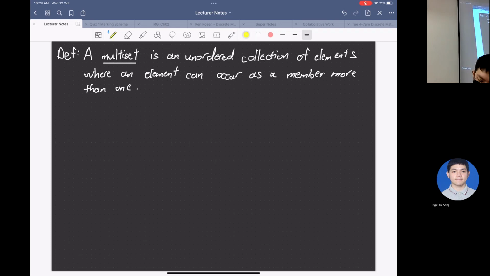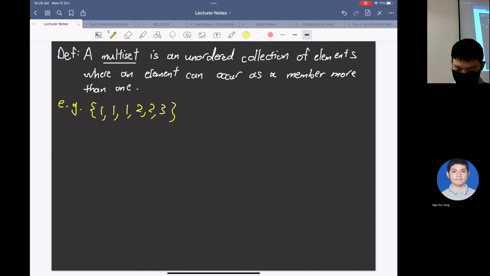So for example, okay, this set 1, 1, 1, 2, 2, 3. Okay, this is a multi-set. If we regard this as a set, this will become a 1, 2, 3 set. But multi-set, we will take note of the multiplicities.